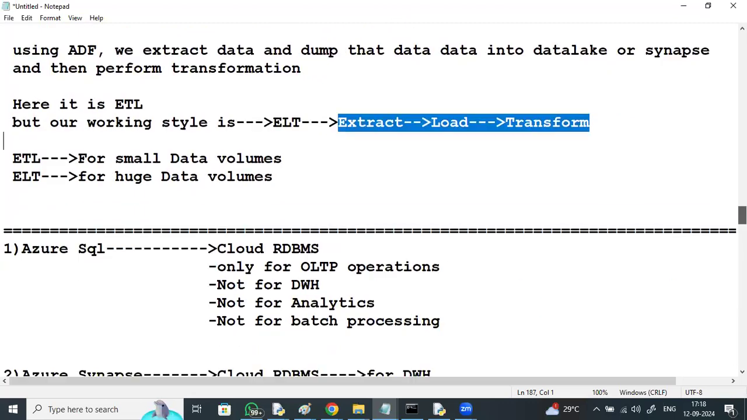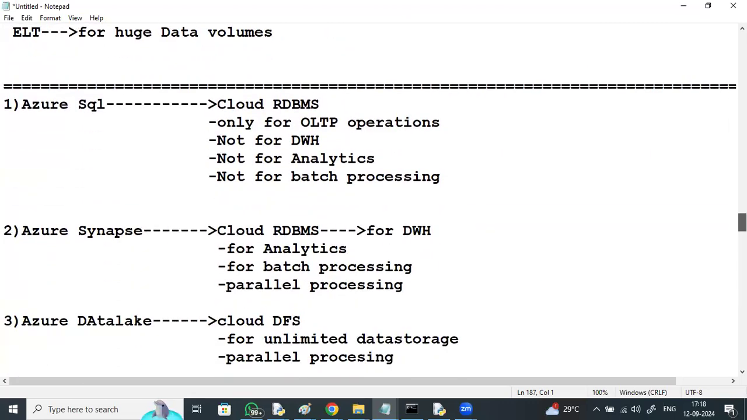Just summarizing: Azure SQL is a cloud RDBMS only for OLTP operations, not for data warehouse, not for analytics, not for data processing, not for batch processing, right? Azure Synapse is a cloud RDBMS for data warehouse, for analytics, for batch processing, and for parallel processing. And Azure Data Lake is for unstructured and semi-structured data.